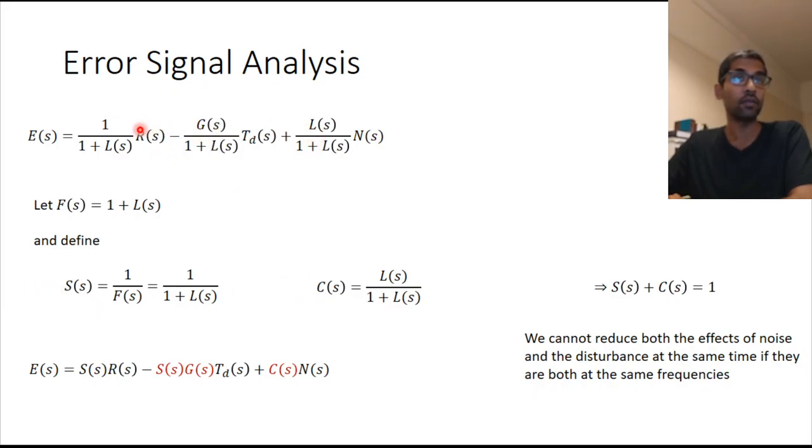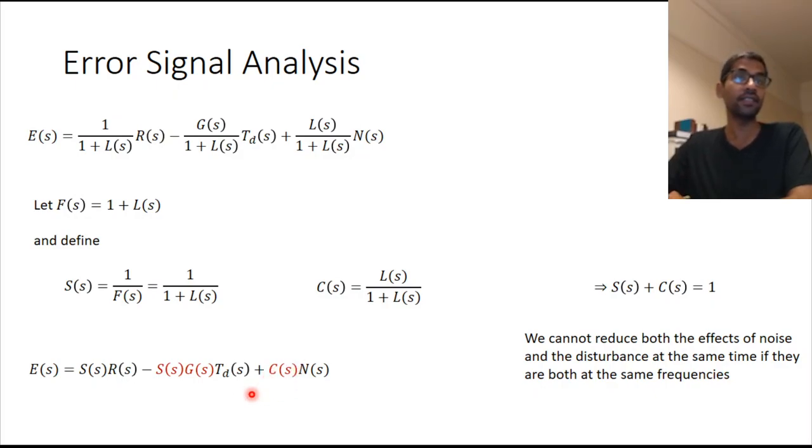Okay. And now let's substitute S and C into this equation. So take a look. What is the factor that multiplies R(s) going to be? It's going to be S, right? Because it's 1 over 1 plus L, which is exactly the term here. So you get S times R, and then in here again you get S times G times T_d. So the disturbance is multiplied by a gain of S times G, and the noise is multiplied by C.